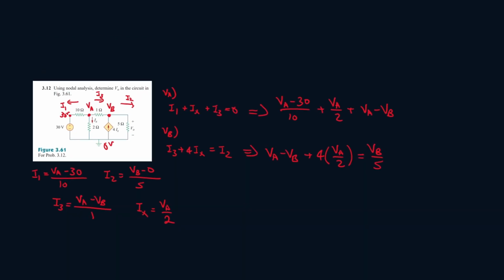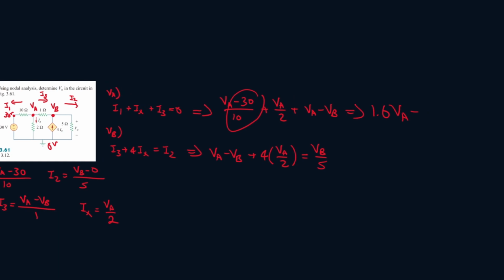So let's simplify this more. We have VA over 10 plus VA over 2 plus VA. So it'll be 1 over 10 plus 0.5 plus 1, so it'll be 1.6 VA. Then we have minus 30 over 10, which will just be minus 3, minus VB. Let's bring the minus 3 to the other side, so it'll be 1.6 VA minus VB equals 3.